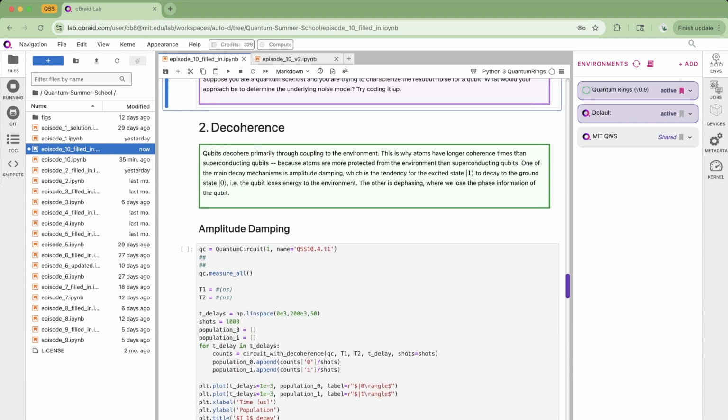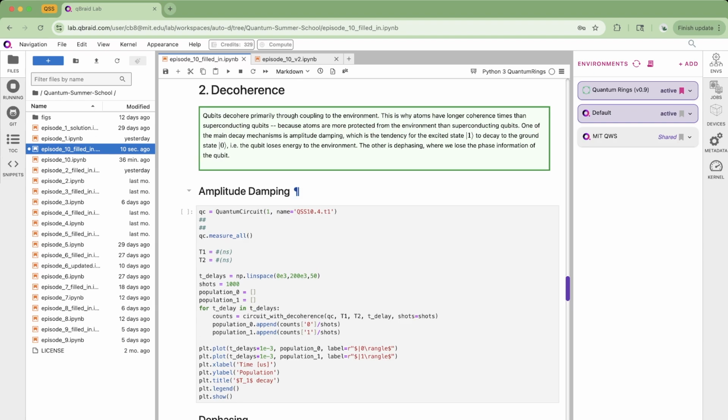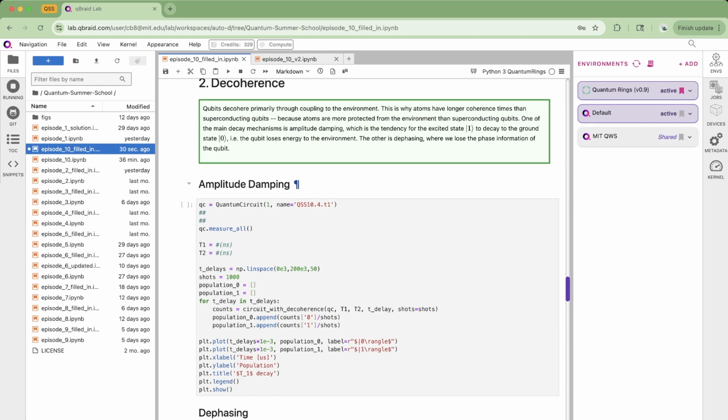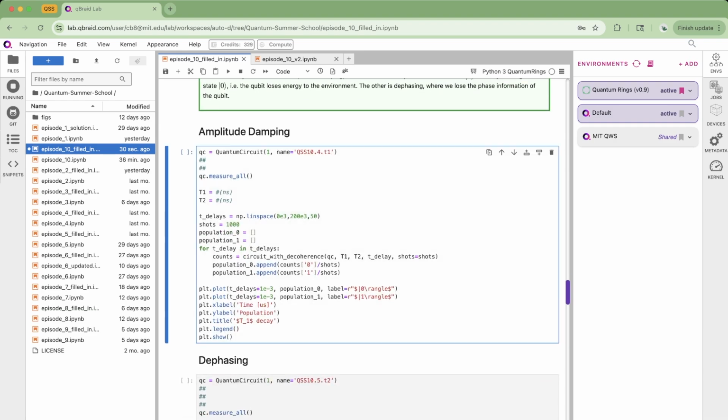Now let's talk about decoherence. So qubits mainly decohere from coupling to the environment. One way is amplitude damping, where energy is lost to the environment, and the other is dephasing. Usually, for instance with superconducting qubits, you would have flux noise, so there's some magnetic flux that's causing your qubit phase to gain uncertainty. First, let's try amplitude damping.